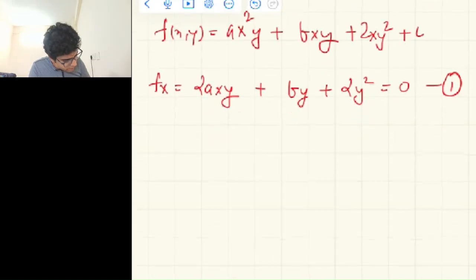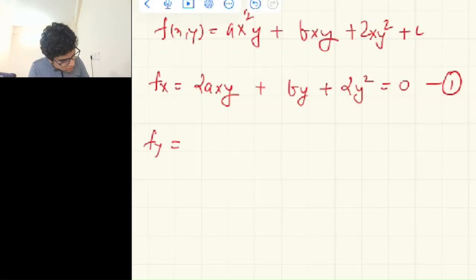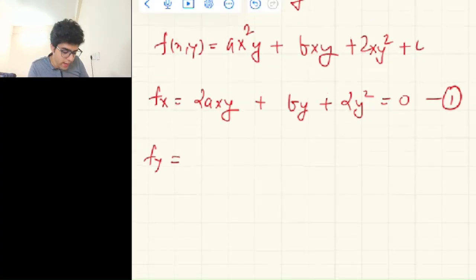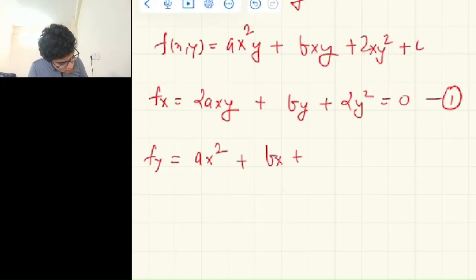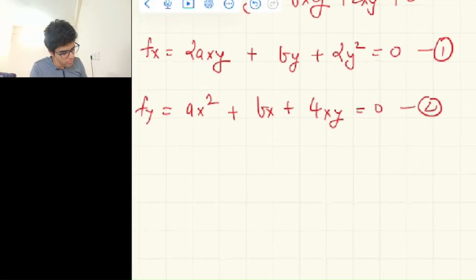Now for f of y, treat x as a constant. So this would give me ax square plus bx plus 4, 2 and 2, 4, so 4xy, right? Equals to 0. So this is our second equation.